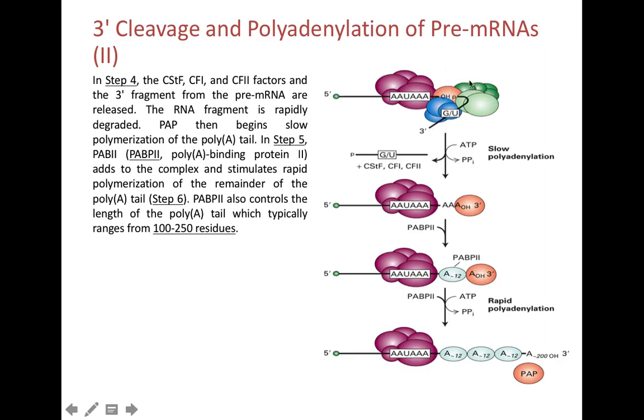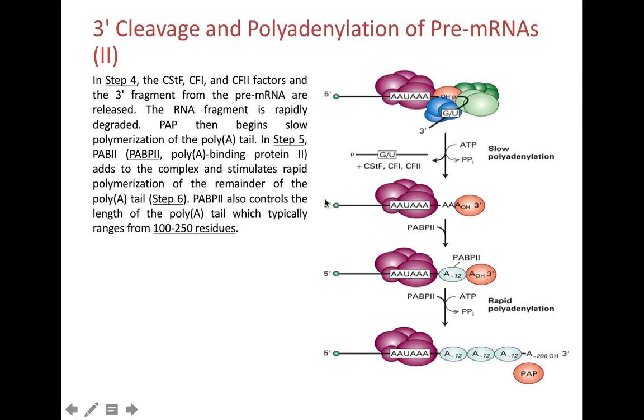So the cleavage factor 1, cleavage factor 2, and cleavage stimulatory factor, these three factors along with this short strand of the 3' end of the mRNA molecule, get dissociated from the main mRNA molecule. After getting dissociated, this gets degraded by the cell. So we have this short strand of mRNA molecule along with cleavage stimulatory factor, cleavage factor 1 and cleavage factor 2. All of them get degraded.